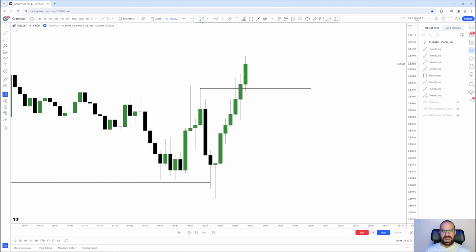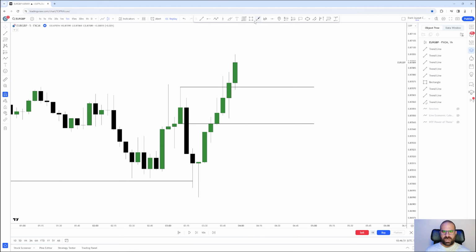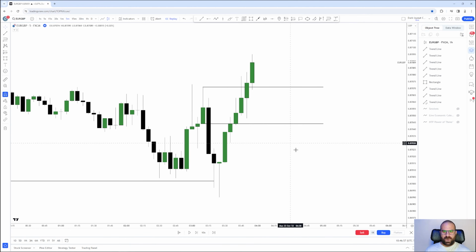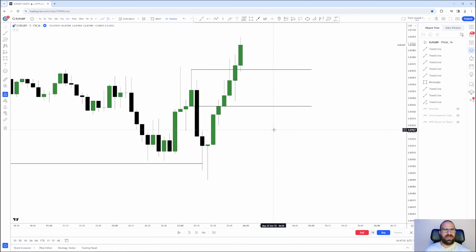Now this is where it becomes a little bit tricky, guys. I have this breaker right here, which ideally, this is the unicorn model, should be overlapping with a fair value gap. Now in this occasion you see that the fair value gap that existed here has been tested already. So theoretically you would say that we don't have the unicorn model here. Here is where it becomes a bit tricky.